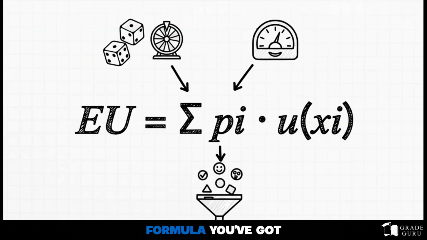And this is the formula you've got to know. The expected utility is the sum of the utility of each outcome, U of xi, multiplied by the probability of that outcome happening, pi. You're going to use this one again and again on your exam.